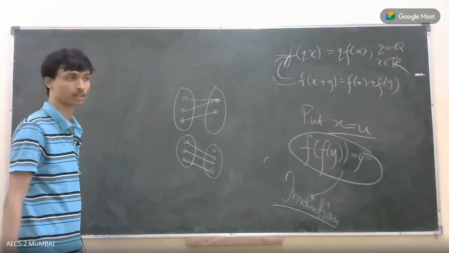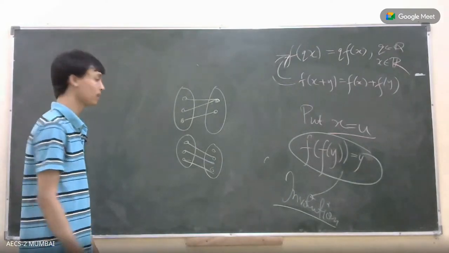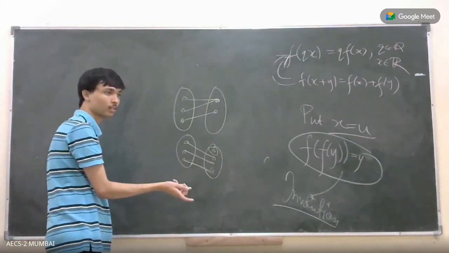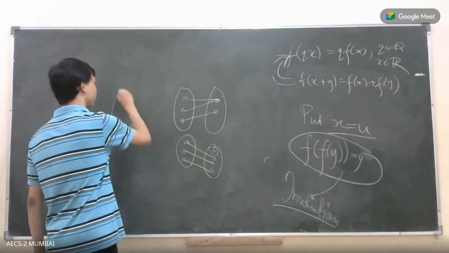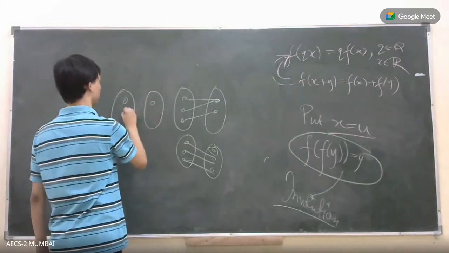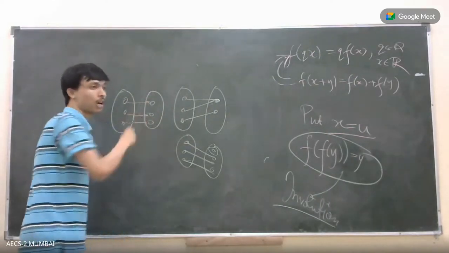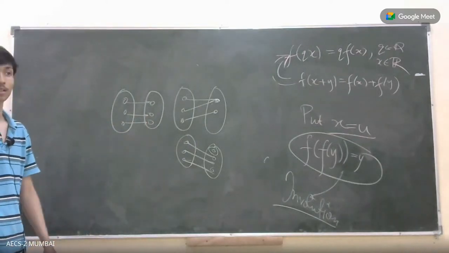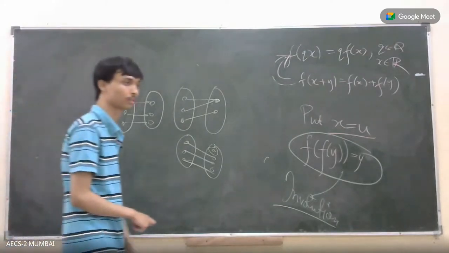Can you invert this function? Why not? Because where will you send this, right? So you can't invert it either. But for a bijective function, so this is a bijective function, how will you invert this function? Revert all the arrows. That's the inverse.